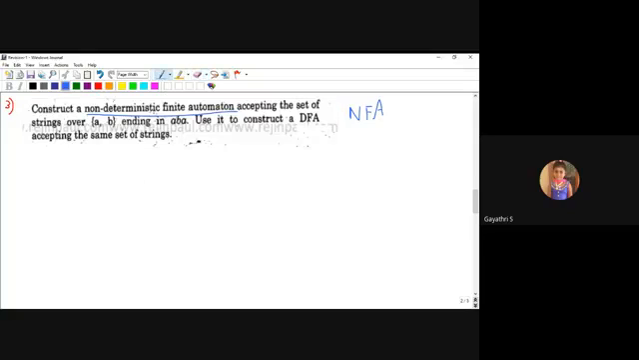Say, construct a non-deterministic finite automata accepting the set of strings over a, b ending in aba. So you have to construct an NFA for the strings over a, b that end with aba. Then use it to construct a DFA accepting the same set of strings. First you will construct the NFA, then you will convert this NFA to a DFA.